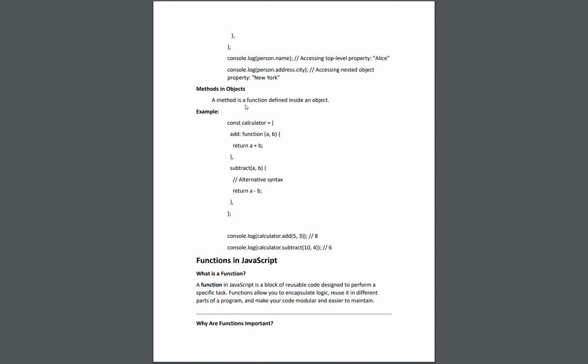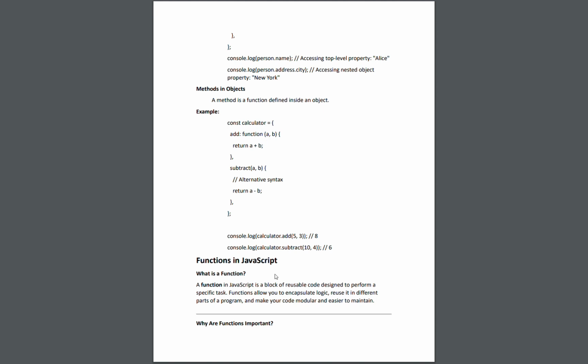Methods in objects. A method is a function defined inside an object. So a method acts as a property of the present object. Here is the example. Calculator is an object and add is a property. Function is a value, which is a method.